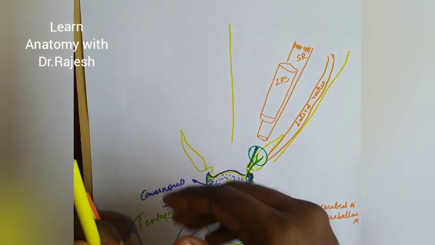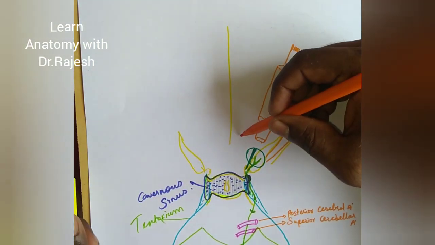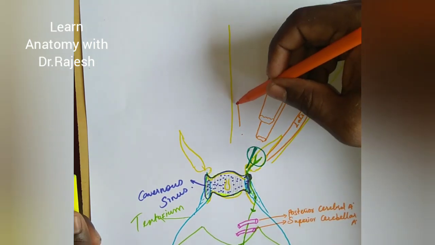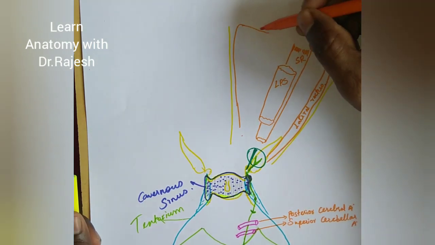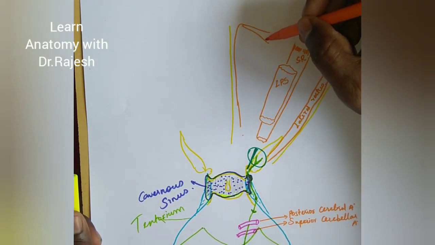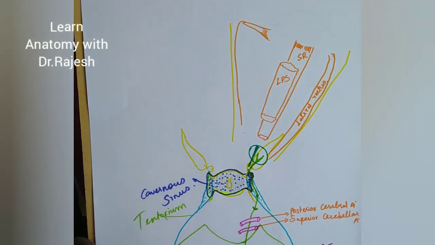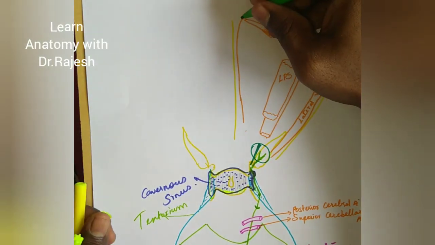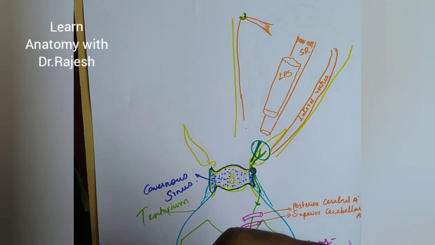Then medially, the superficial most muscle will be the superior oblique. So we can draw part of the superior oblique. This is the superior oblique, which will take a turn here and then get inserted into the eyeball. It is actually taking a turn at a tendinous ring here, that is actually the trochlea.